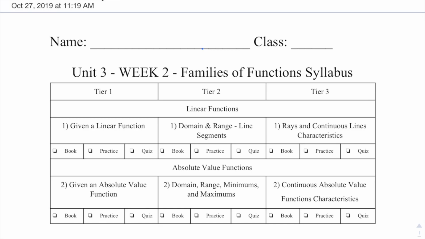Hello, Algebra 1 students. We are in Unit 3, Week 2, Family Function Syllabus. We are in Tier 1, given a linear function. Let's check off our booklet.